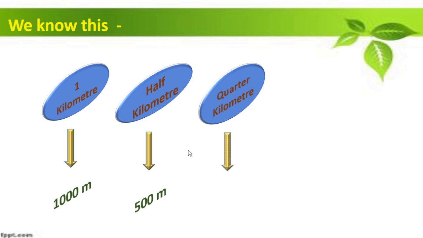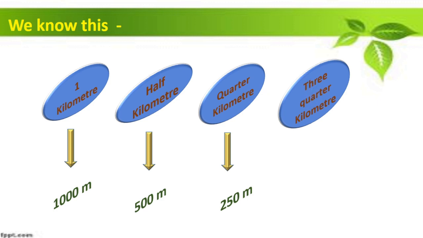Okay, the next one is quarter kilometer. Quarter is nothing but half of half kilometer. Half of 500 is 250 meter. Right? The last one is 3/4 kilometer. You know that half kilometer plus quarter kilometer gives us 3/4 kilometer. So 500 meter plus 250 meter gives us 750 meter. That is nothing but 3/4 kilometer. Isn't it? Yes, we know this.